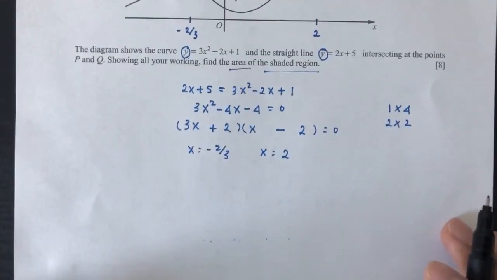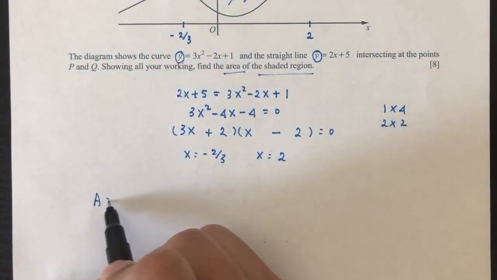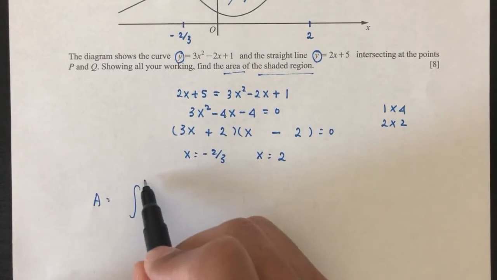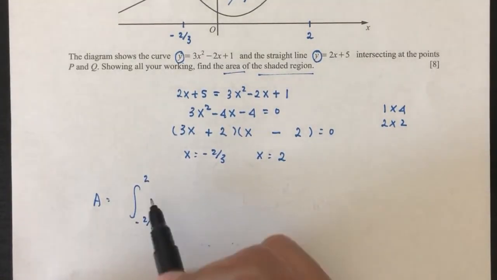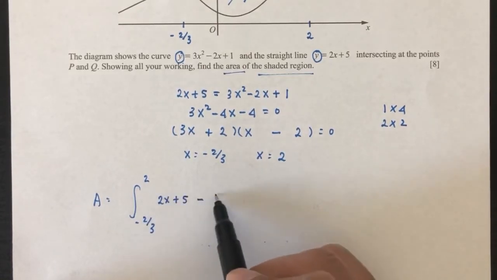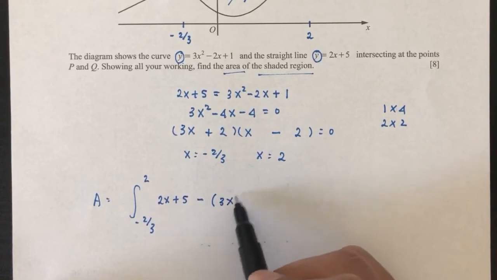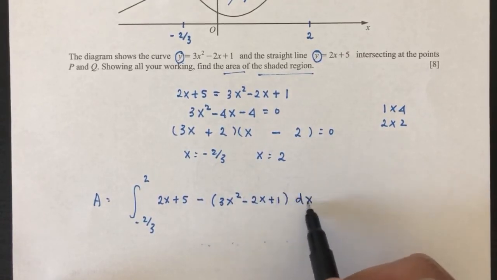So now let's find the value of this region. So how do you find the area again? It will be A, from this limit, from minus 2 over 3 to 2. It will be area under the line, so the line is 2x plus 5, minus the area under the curve, which is 3x squared minus 2x plus 1, dx.